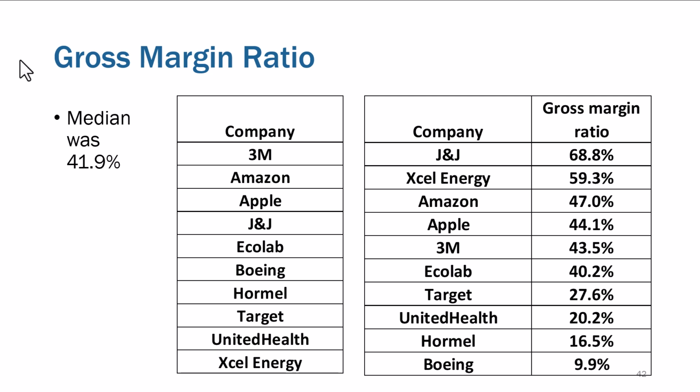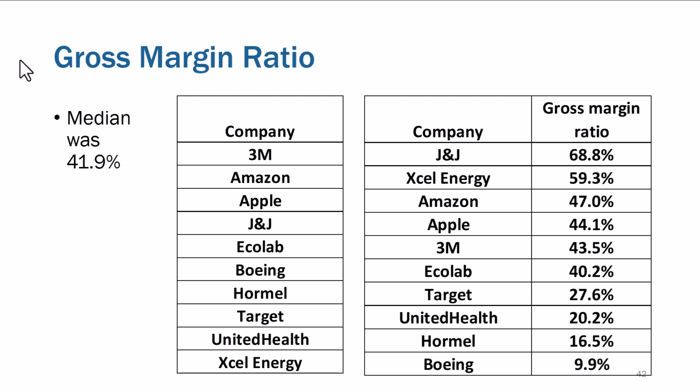Amazon, I'll talk about in a moment as well. But Apple, valuable patents. They mark up their products a lot. 3M, Ecolab, they mark up their products a lot. Someone like Target, Hormel, as an example. Target is just a reseller, so it's limited by how much it can mark things up.